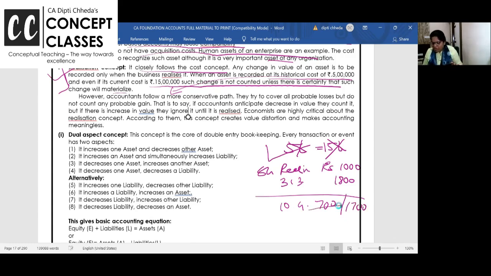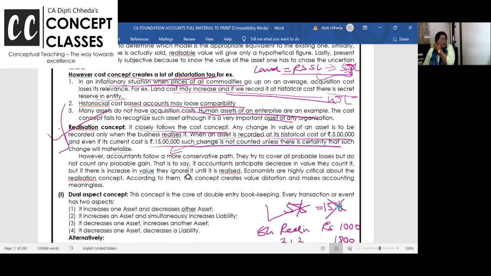So in short, assets are recorded at cost, and you record realizable value only when you realize your assets or investments. Yeah, right? But in this, a very important role comes for the conservatism or prudence principle. They say if probable losses are there, you should record them.